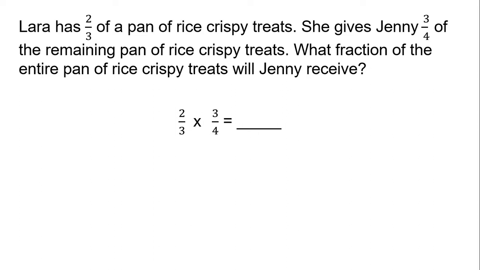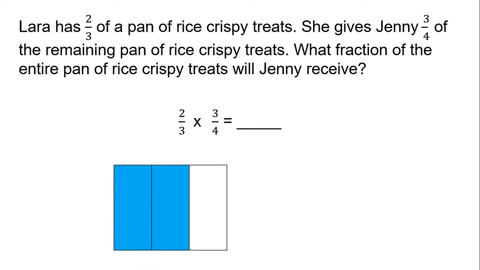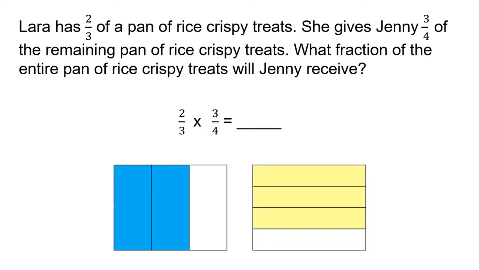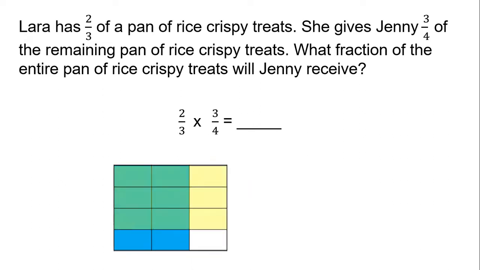Let's start by creating a visual model to represent 2/3. Notice two parts are shaded out of the three. Now we can create a model to represent 3/4. What we're going to do is put one of these models on top of the other. The part that is shaded with both blue and yellow is going to be the amount that Jenny is receiving.